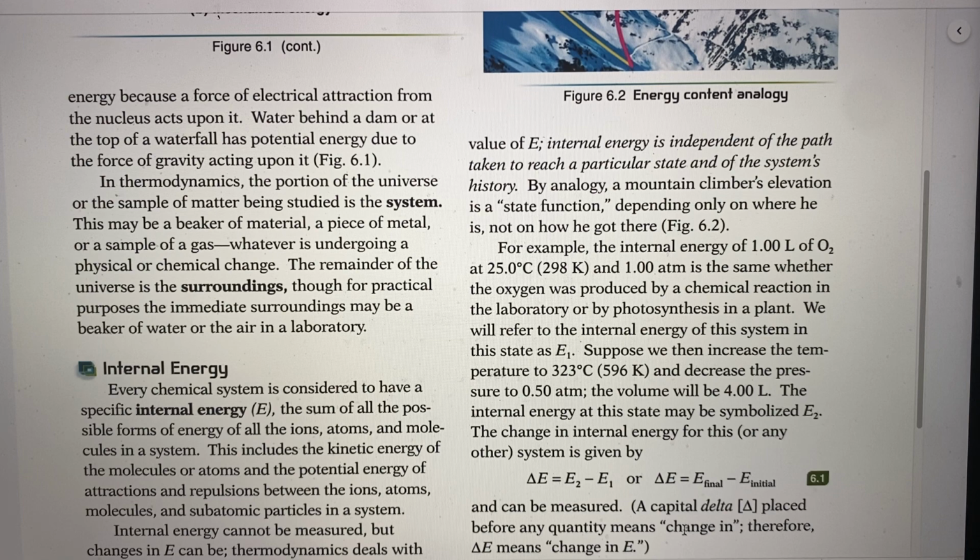We didn't really do it, but how they got there. We will refer to the internal energy of the system in this state as E. So suppose we increase the temperature and decrease the pressure, and that's a picture there. The internal energy at this state may be symbolized as E2. The change in internal energy for this will be given in this equation.